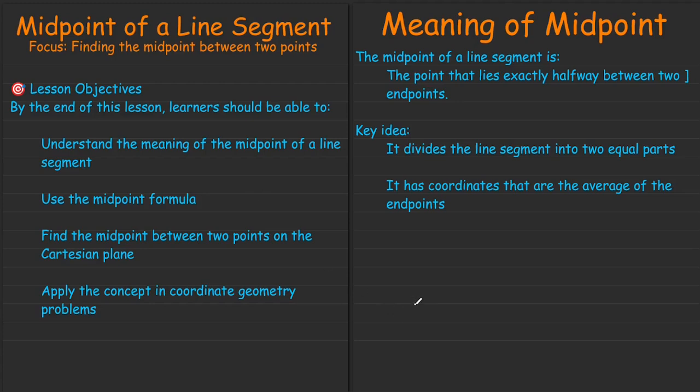Let's start by first of all looking at what the meaning of midpoint is in relation to a line segment. So the midpoint of a line segment is simply the point that lies exactly halfway between the two endpoints. By so doing, we realize that it divides the line segment into two equal parts. So it divides the line that is formed between these 2 points into 2 equal parts. And then it has coordinates that are the average of the endpoints. What does this mean?